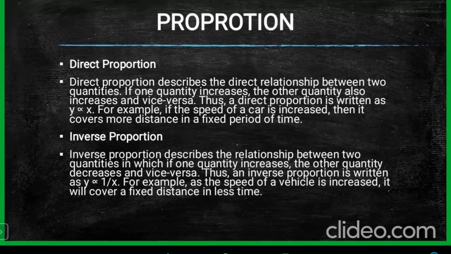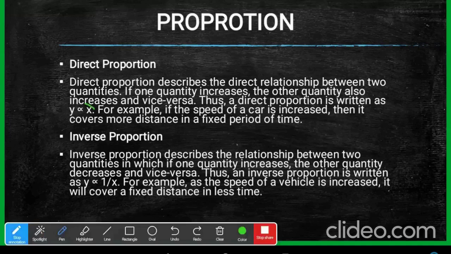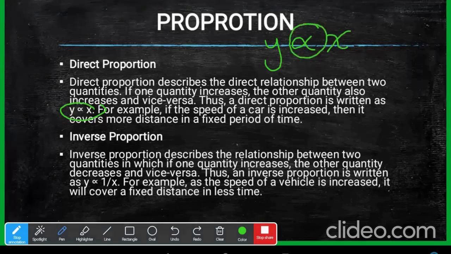How can we represent a direct proportion? We can represent it like this: y, the first quantity, then the proportion sign, and then x. What happens if we remove the proportion sign? When we remove it, it is replaced by equal to and k, and x is already written in the equation. So what is k? K is known as a constant.